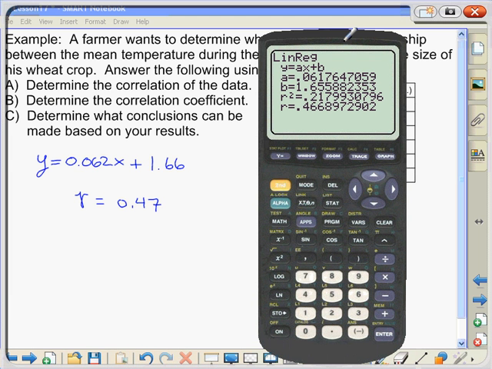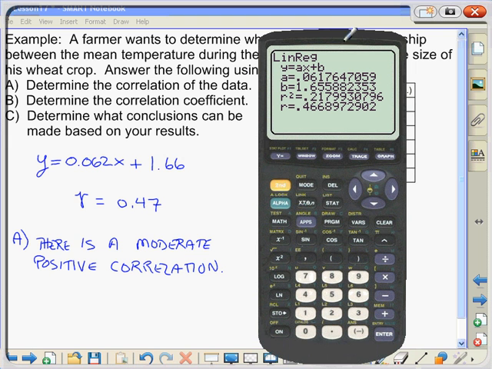So to answer the questions here, A part, determine the correlation in the data. I would say there is a moderate, so I'm commenting on strength, a moderate positive correlation. So there is a relationship there, but it's moderate. I don't want to hang my hat on it, but I can't dismiss it. B part, I already answered that. R equals 0.47.